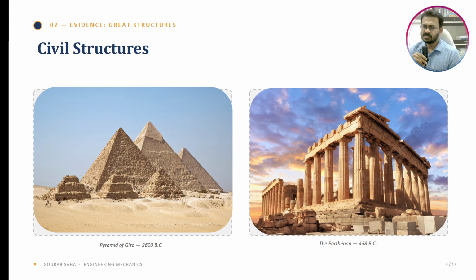Well, if you look at the next picture, which is the Parthenon, what is the timeline? By the way, I think most of you know where the Pyramid of Giza is. The Parthenon is in Athens, which is in Greece. But more than the location, let's look at the timeline here. The timeline is very important because if you see, it is 438 BC. So there is a huge difference in the timeline between them.